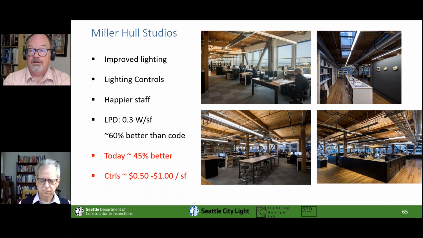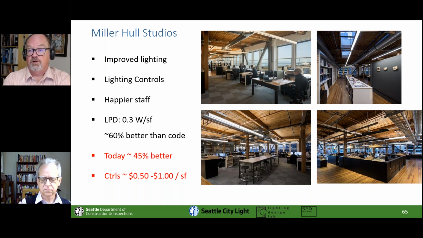But adding in networked lighting controls, we wound up having the ability to turn lights on and off in specific locations. What they'd had before was the ability for one person to be working on a Sunday and have the entire floor plate, all the lights on. That was their lighting control. So ultimately, at the time we did this, we were actually about 60% better than the Seattle Energy Code. Today, with the updates, this would still be about 45% better than the Washington State Energy Code. Now, sorry, the Seattle Energy Code.